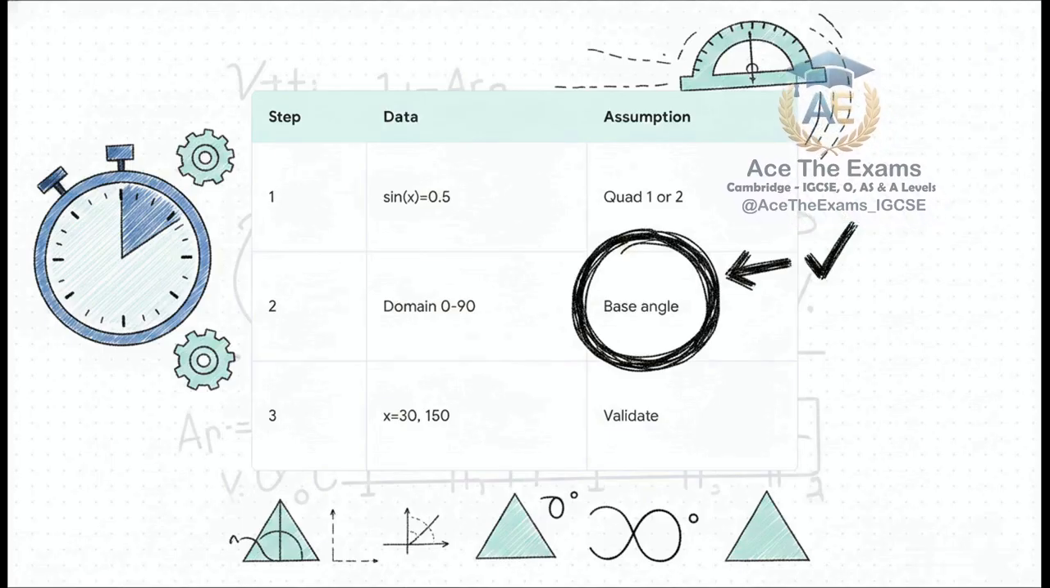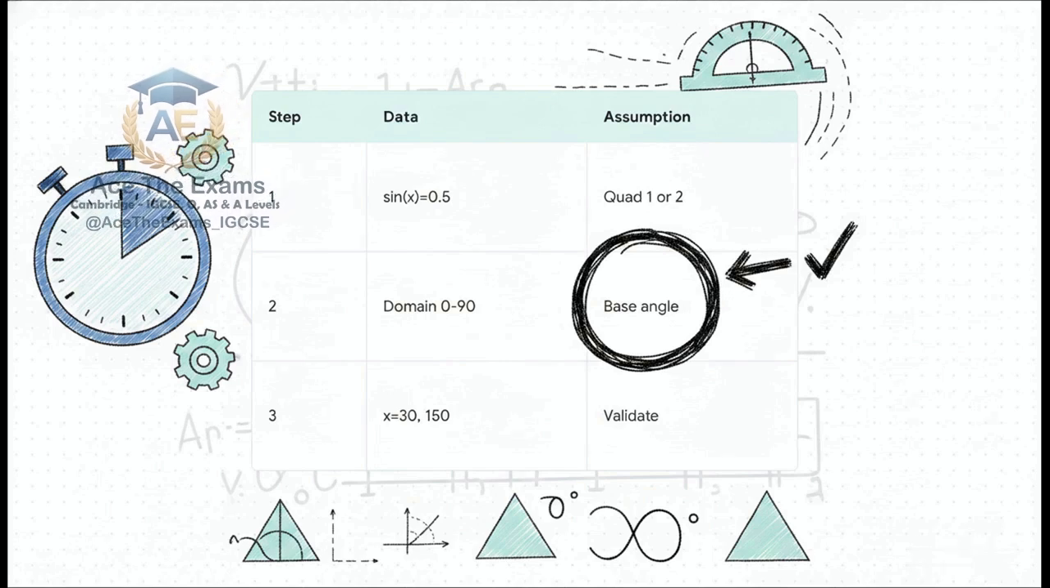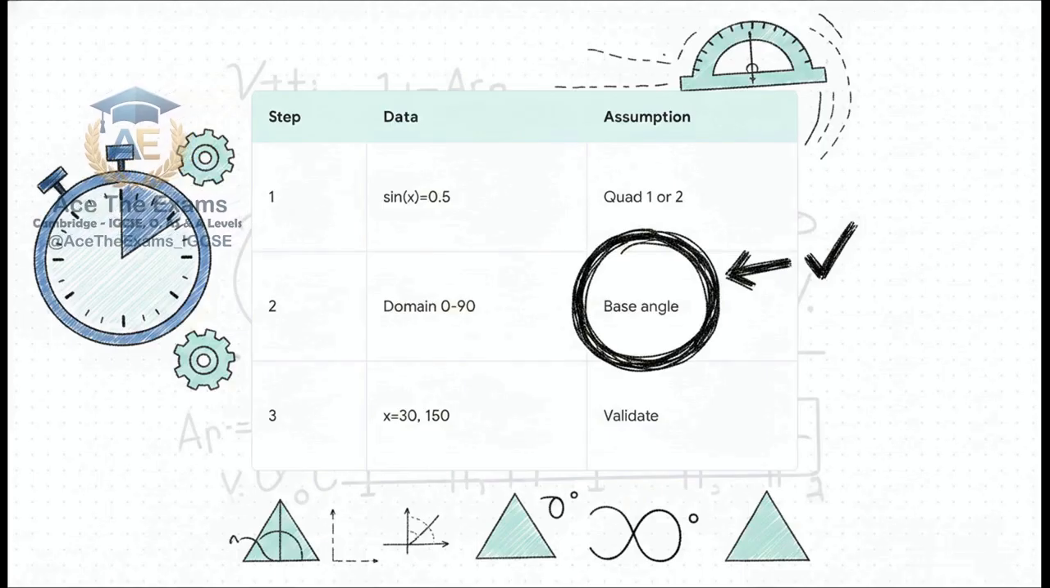Have you spotted it? The winning point is right there in step 2. It's explicitly stating that because the domain is restricted to 0 to 90 degrees, only the base angle of 30 degrees is valid. Extracting and interpreting that specific relationship is exactly what gets you the mark.